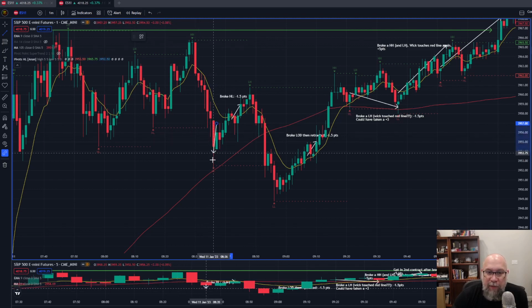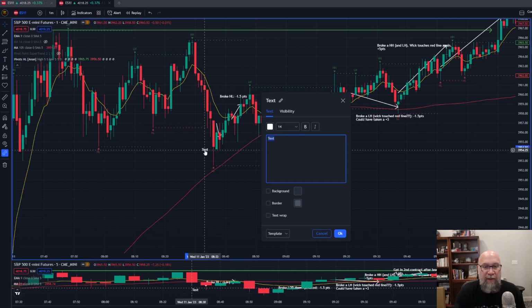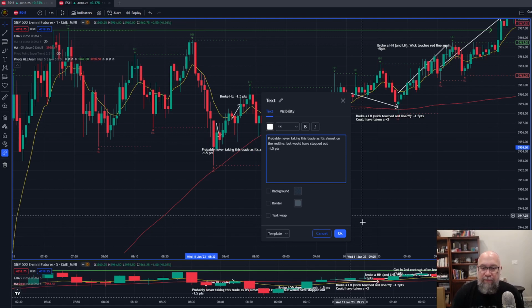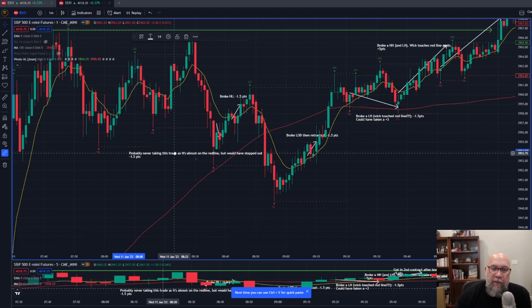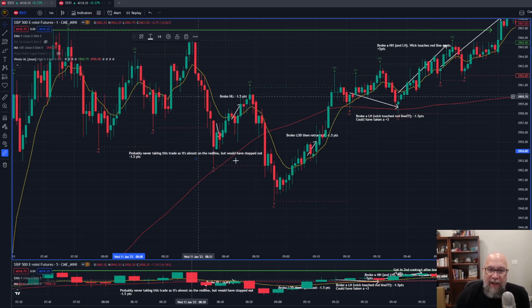So I have a theory that when we're really close to the red line, and I will even just leave this in here, 39.55.5. Let me go ahead and just add a comment. Probably never taking this trade as it's almost on the red line, but would have stopped out. Minus 1.5 points. Just in case, for completeness.